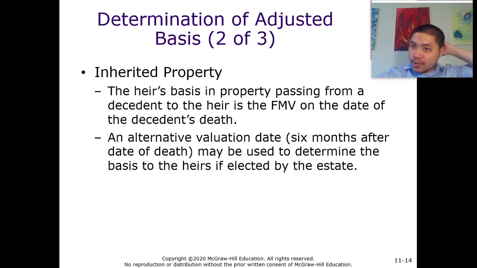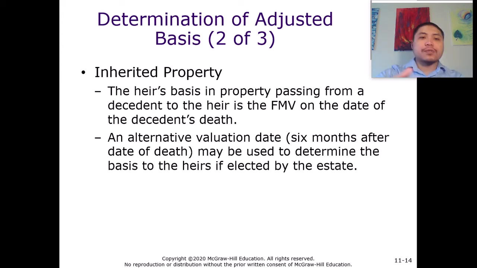Alright, so what we just talked about was the case when the taxpayer receives a gift from someone else and uses that gift as a business property. So what happens when the taxpayer inherits the property from a family member?